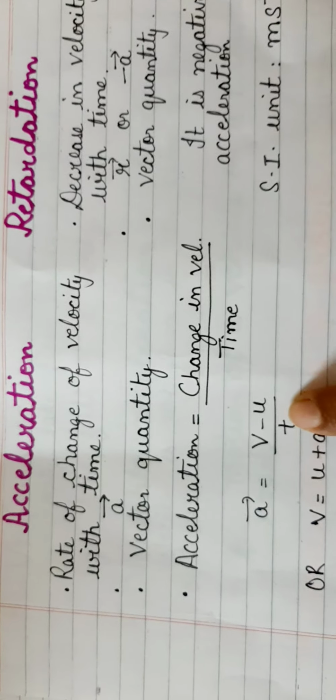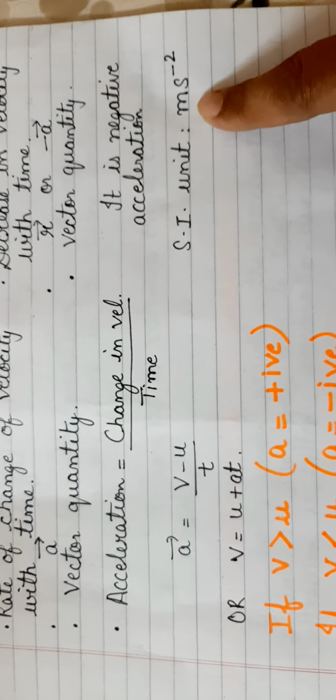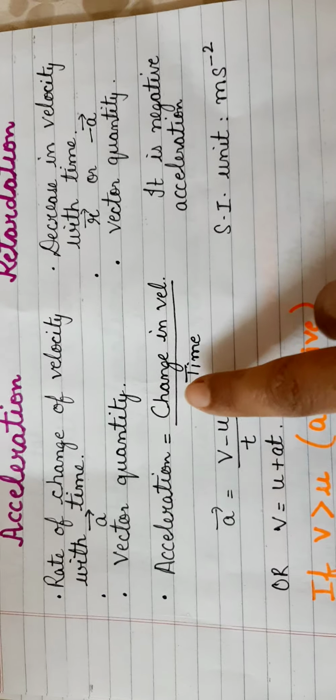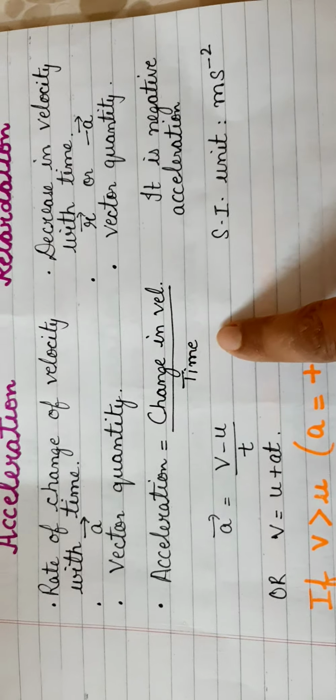Now irrespective of whether it is acceleration or retardation, the formula remains the same. The SI unit remains the same. The SI unit for both acceleration and retardation is meter per second square. The higher unit could be kilometer per hour square and the smaller unit could be centimeter per second square. But it is very important for you to remember that acceleration is basically an increase in velocity, while retardation is a decrease in velocity with respect to time.